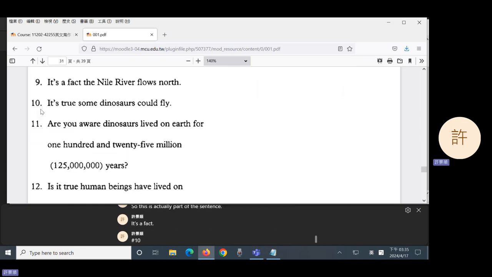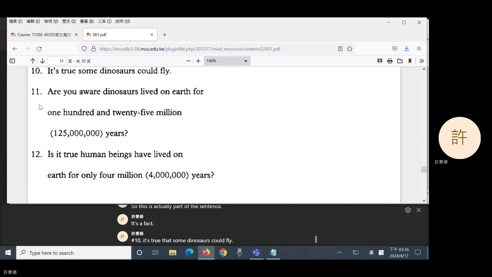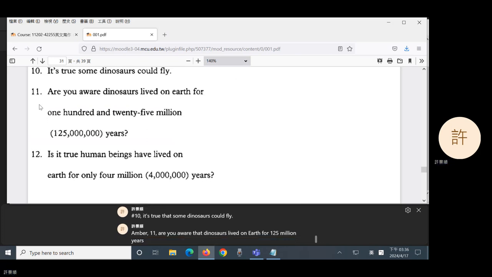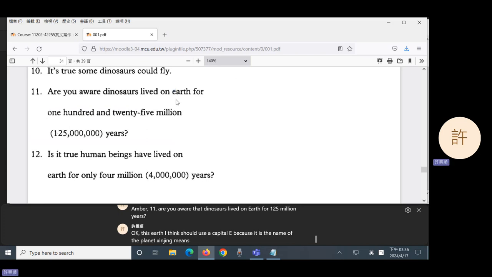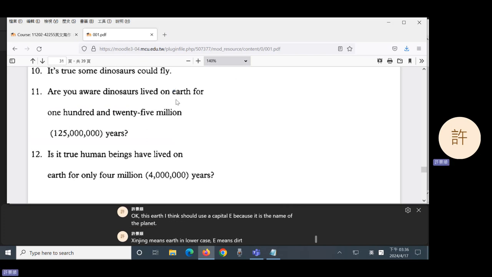Number 10, it's true that some dinosaurs could fly. Number 11, are you aware that dinosaurs lived on Earth for 125 million years? This Earth should use a capital E because it is the name of the planet. Earth with a lowercase e means dirt or ground. And number 12, is it true that human beings have lived on Earth for only 4 million years?